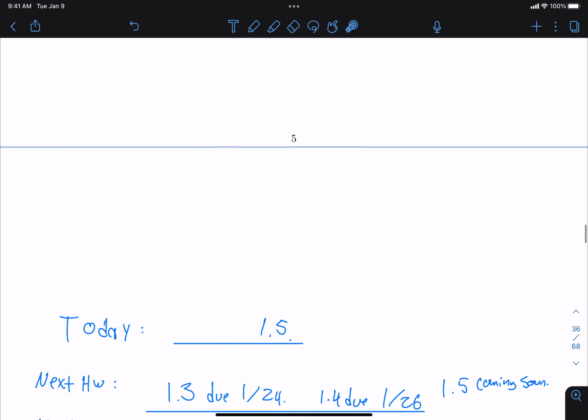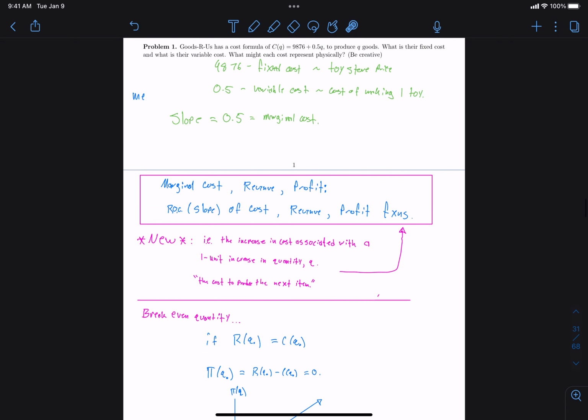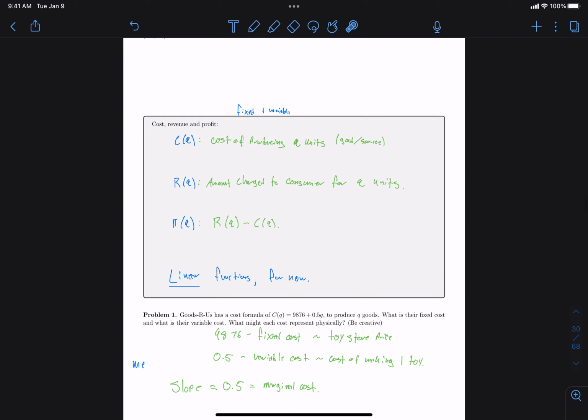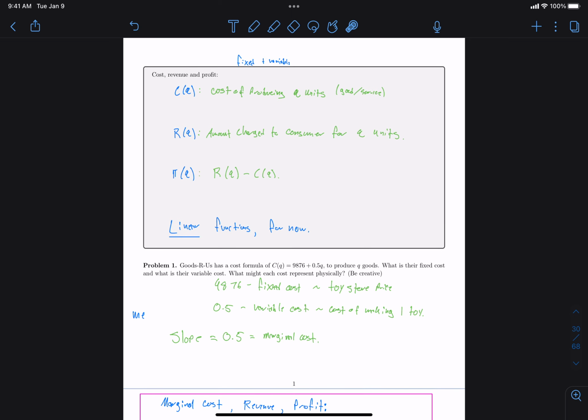Okay, well, let me remind you what we talked about last time. Last time, we talked a little bit more about profit, revenue, and cost functions. And we also talked about marginal cost and marginal revenue and marginal profit. Can someone remind me what those are? And let me make this full screen. What were marginal cost, marginal revenue, and marginal profit about?